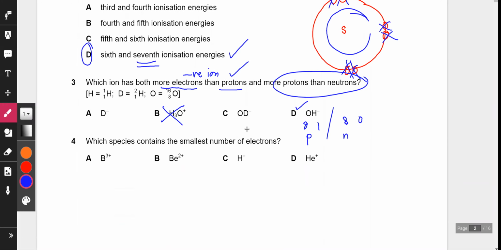What species contains the smallest number of electrons? So you can just go and figure this out. 5 electrons, so that would be 2 electrons left for this. B is 4 electrons, that's also 2 electrons. H is 1 electron, minus 1 means 2 electrons. Helium is 2 electrons, plus 1 means just 1 electron. So D would be the correct option for this one.